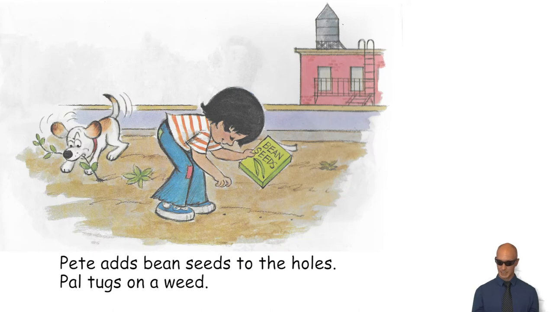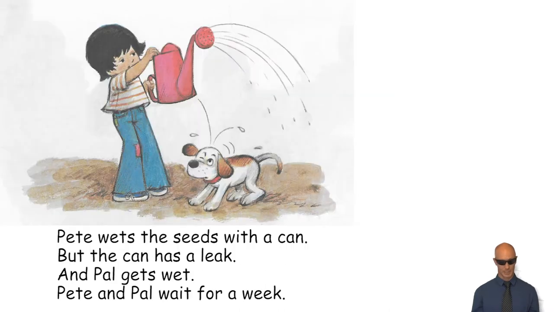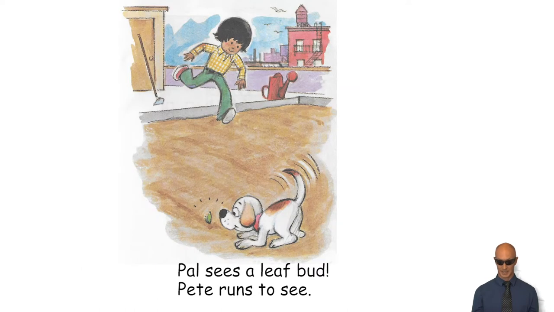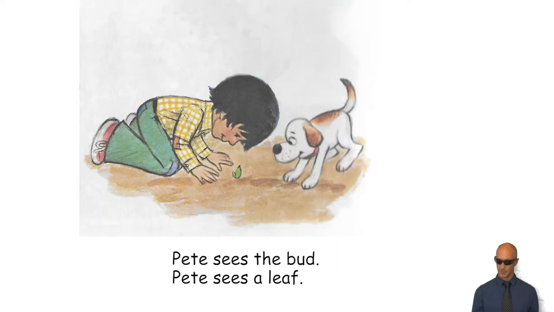Pete adds bean seeds to the holes. Pal tugs on a weed. Pete wets the seeds with a can, but the can has a leak, and Pal gets wet. Pete and Pal wait for a week. Pal sees a leaf bud. Pete runs to see. Pete sees the bud. Pete sees a leaf.